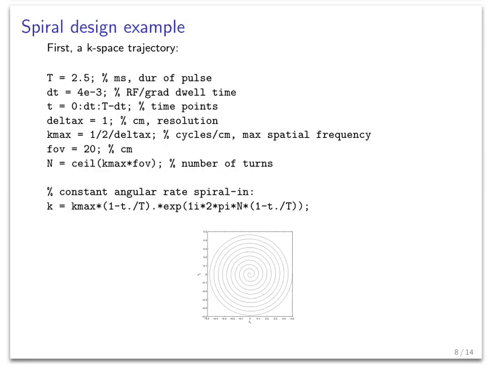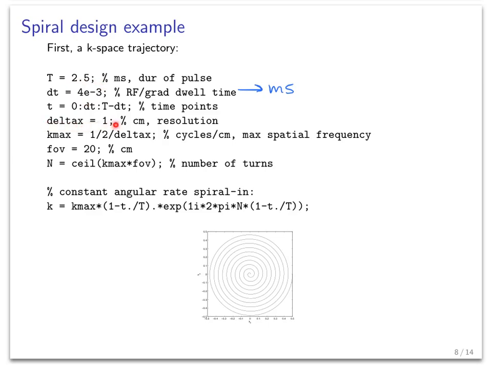Okay, so let's do a spiral example here. I wrote this up in MATLAB to be an illustrative example of using a least squares pulse design. This is based on a spiral pulse, and this pulse is going to be 2.5 milliseconds long. The dwell time is 4 times 10 to the minus third milliseconds, right? So this is in milliseconds. And so the vector of time points is going to be equal to 0 to dt to capital T, the duration of the pulse, minus dt, right? So this will give us 2.5 divided by 4 times 10 to the minus third samples in our RF pulse.